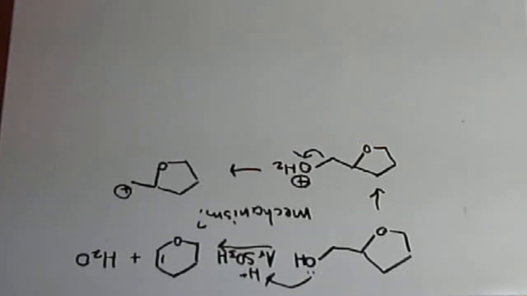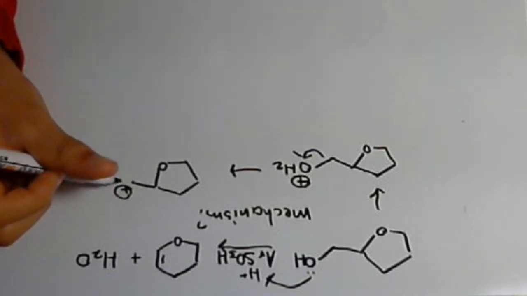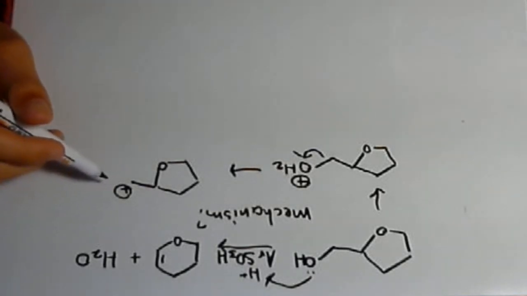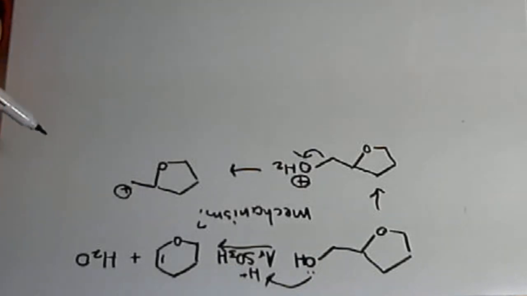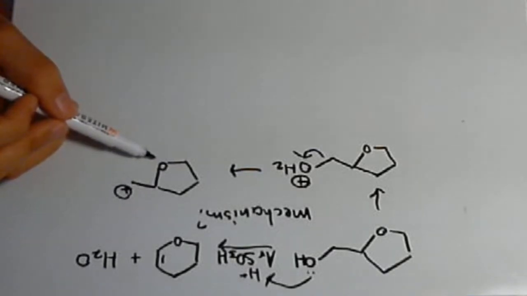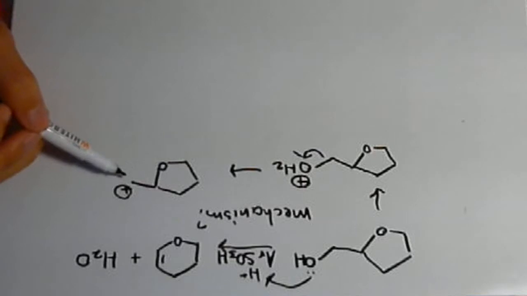Now let's think about this. Is this stable? No. Primary carbocations are never stable. They hardly ever exist for a long period of time, right? So we need a source of electrons to go to that positive charge. Well, we could have this O, but then we get 3-membered ring structures.